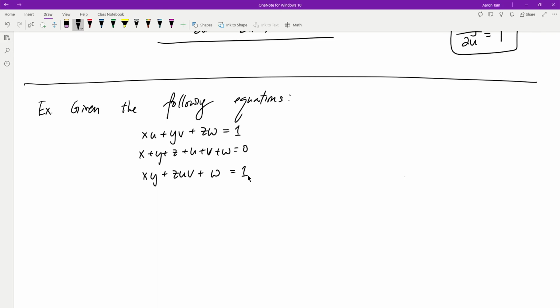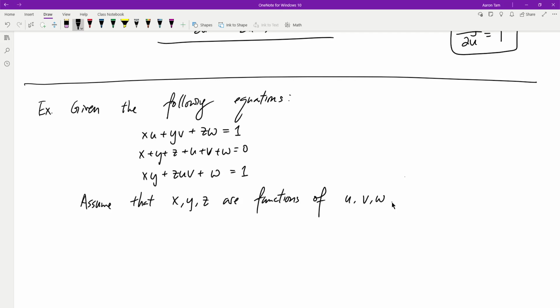And here's the important sentence. Remember, assume that x, y, z are functions of u, v, w. So therefore we define x, y, z as dependent variables. u, v, w are our independent variables.